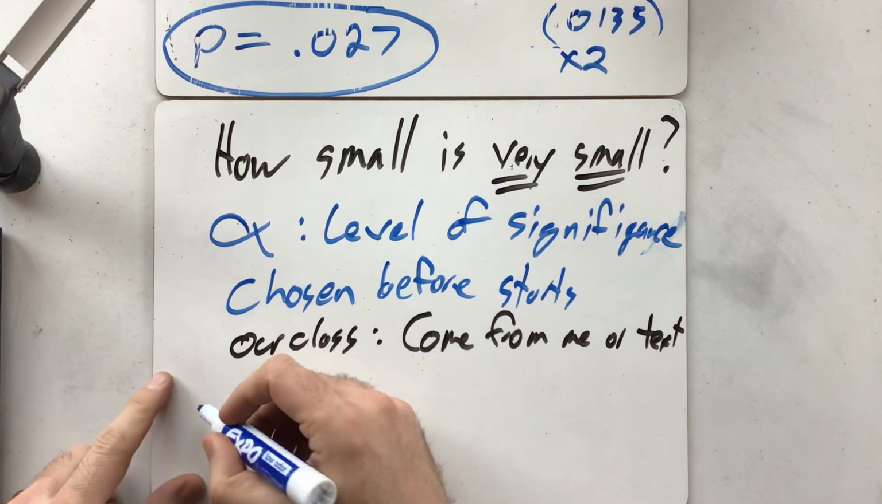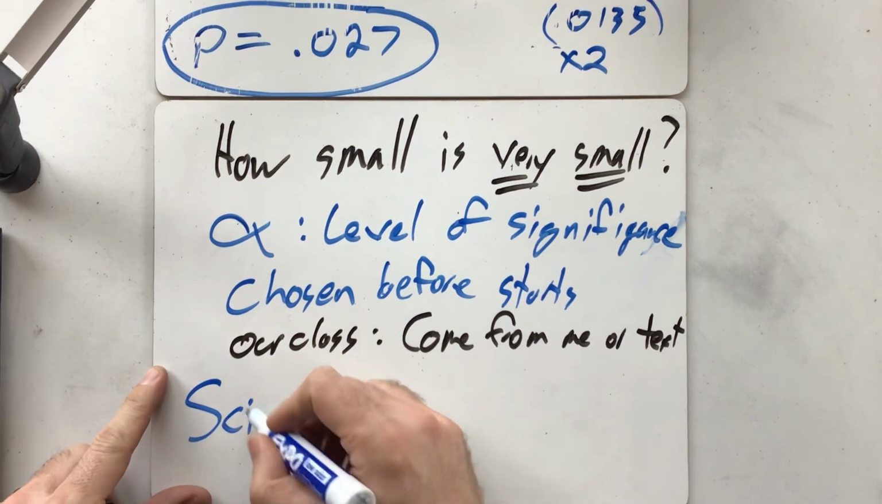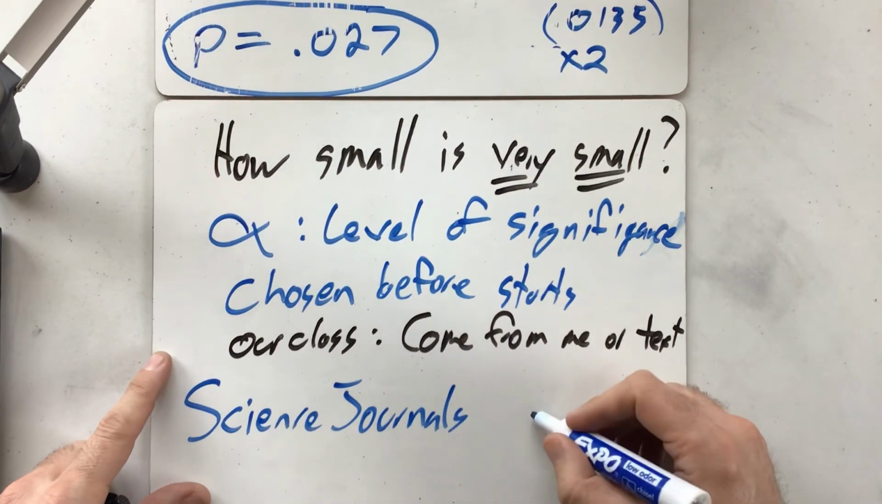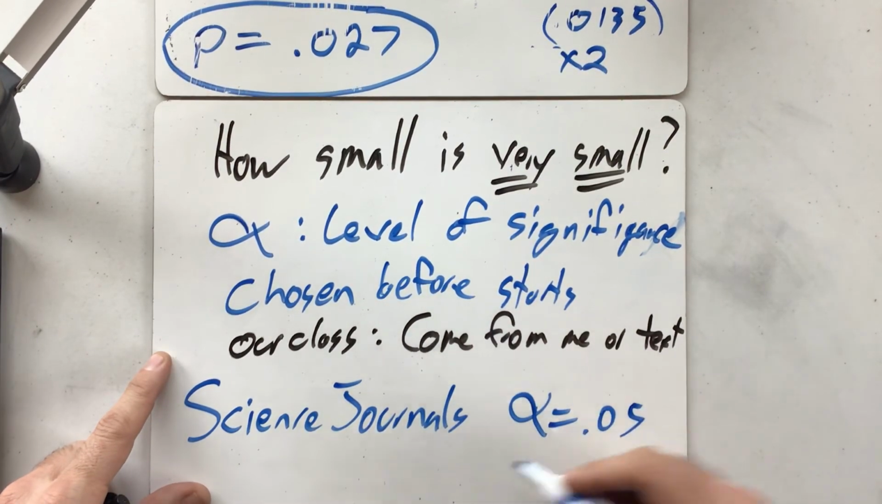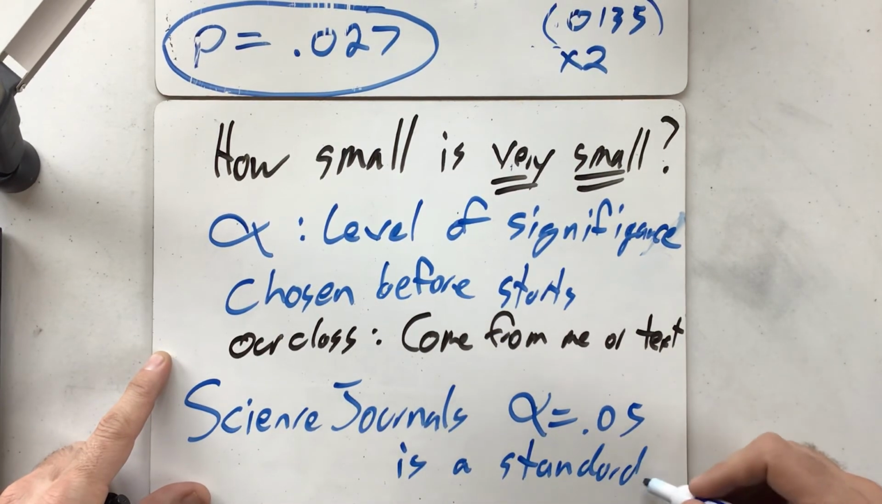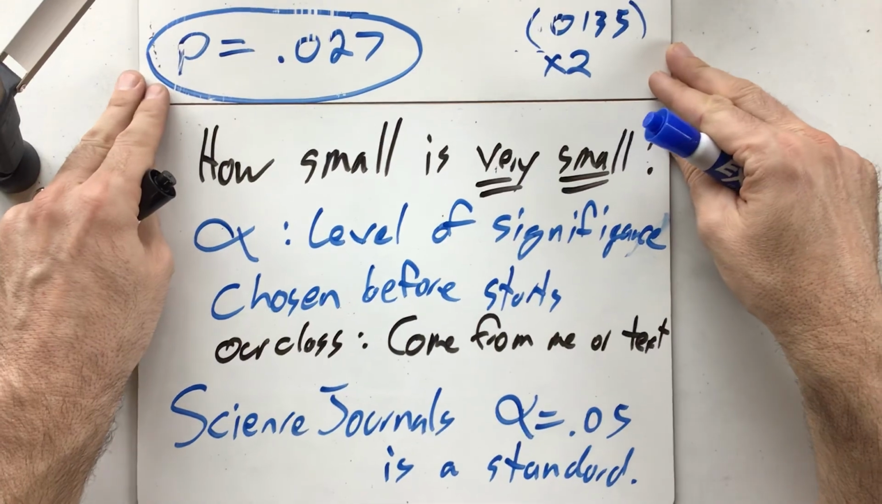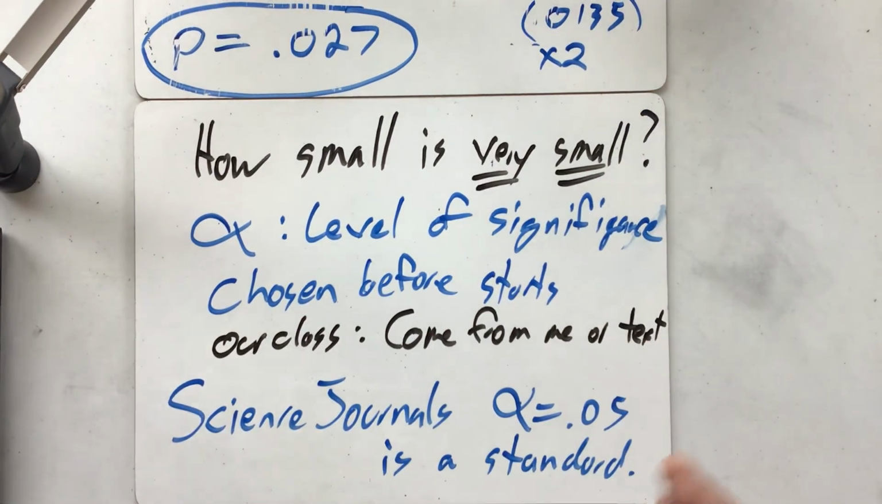One standard in science journals is alpha equal to 0.05. If you're writing for a science journal and you're not doing something like trying to prove that life is on Mars, you're just doing a standard run-of-the-mill science experiment, 0.05 is a pretty common standard. So based on that result, which conclusion would I reach if I used alpha equal to 0.05?